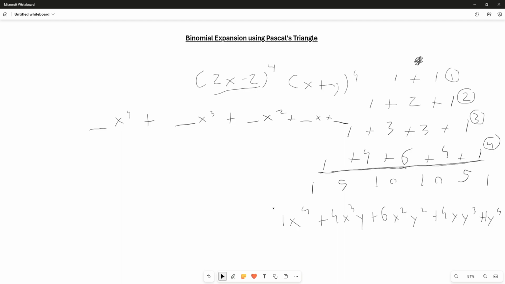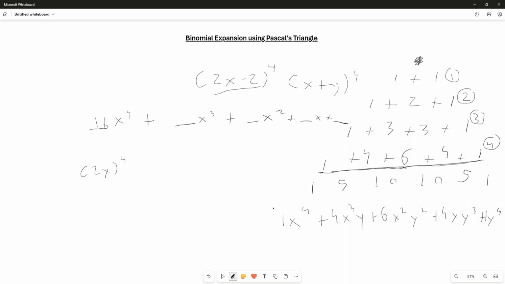So here we have x to the 4th. So 2x in place of x gives you 2x to the 4th. 2 to the 4th gives you 16. x to the fourth gives you x to the fourth, so we know that the first coefficient is going to be 16x to the fourth.